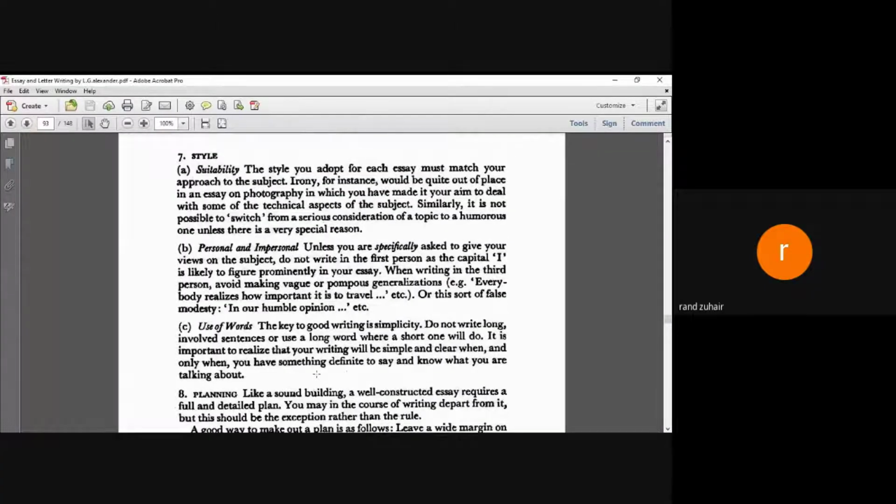أحيانا وصلتني مجموعة من الإيسيز من الهوموركس اللي أعطيتني إياها كان بها I أو we. Try to avoid I and we لأنه you are going to write in objective. Okay. Number C, use of words. The key to good writing is simplicity. You have to follow simplicity in writing your essay. Do not write long, مثلا long sentences, involve sentences or use long words where a short one will do.